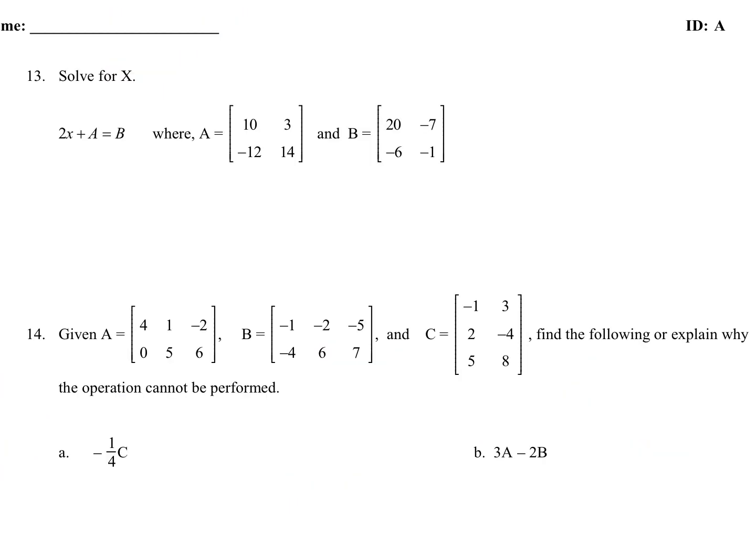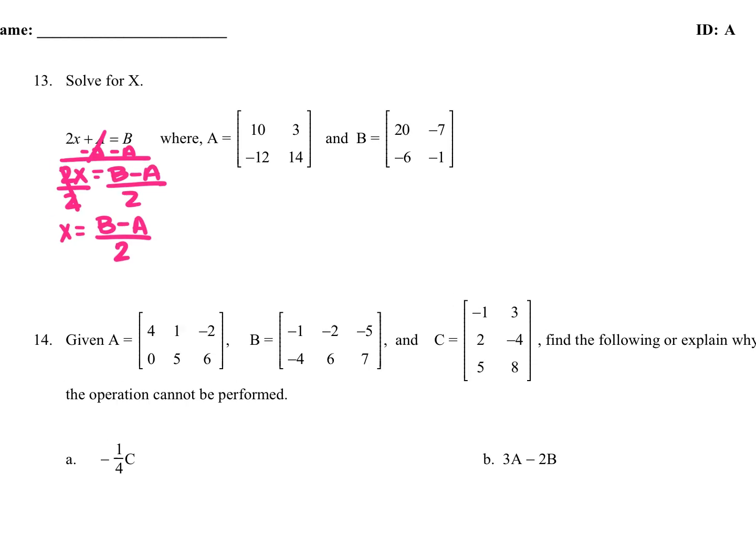Continuing on with number 13 from your review, which is number 22 on your actual review. You're solving for x, and 2x plus a is equal to b, where you're given two different matrices, one for a, one for b. So we're going to first solve for x within our equation. Move your a over, subtracting it from both sides. So you get 2x is equal to b minus a. Then divide each side by the 2. So you're going to find b minus a first, and then divide every term by the 2.